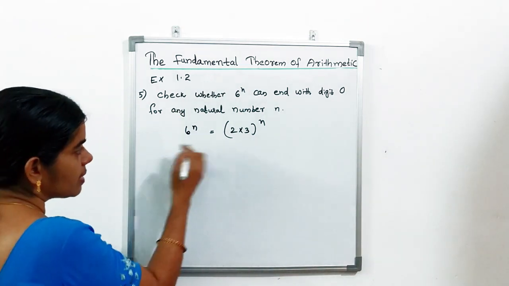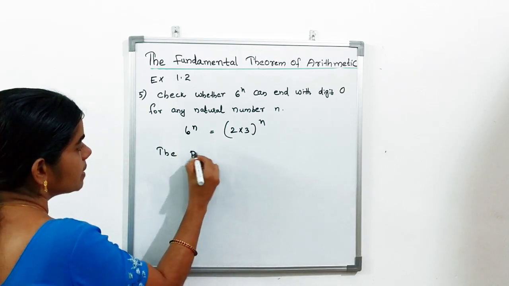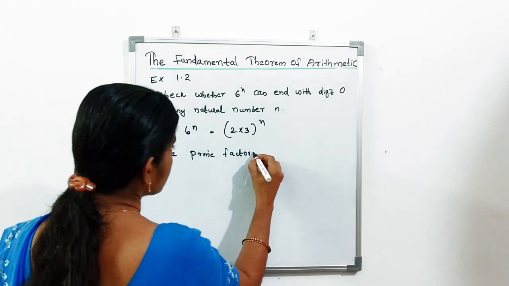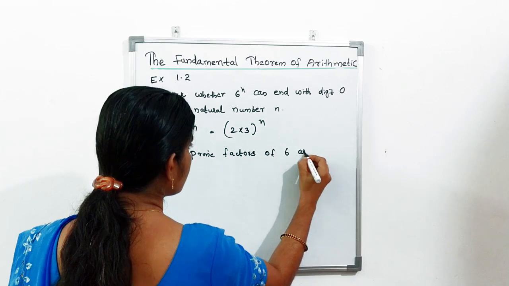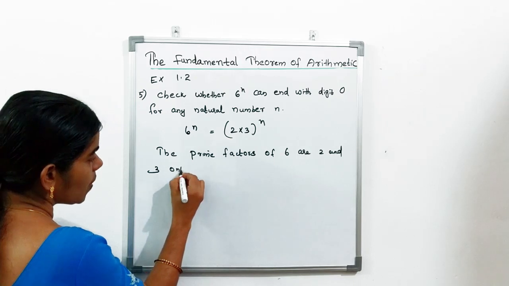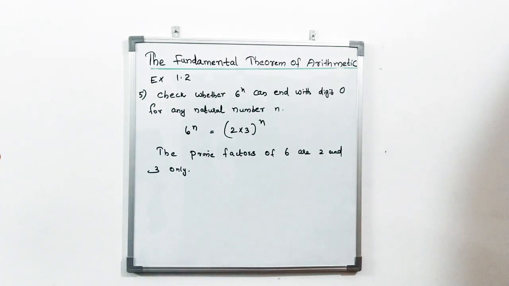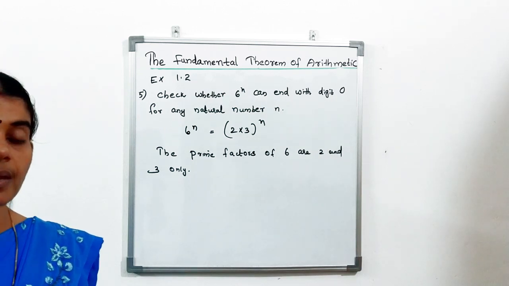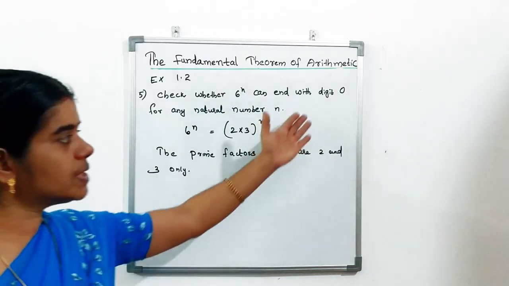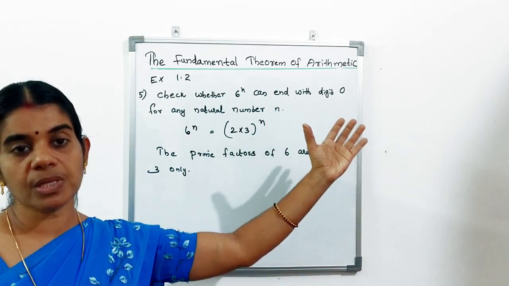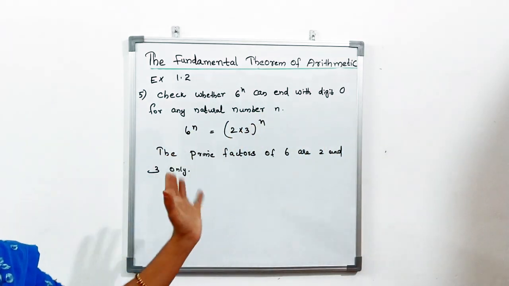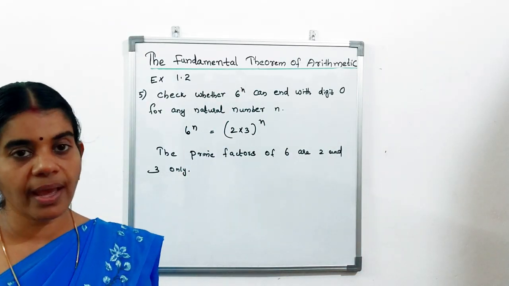Then 6 raised to n, the prime factors of 6 are 2 and 3 only. Therefore, 6 raised to n cannot end with the digit 0. If a number wants to end with the digit 0, the prime factors will be 2 or 5. Here only 2 and 3. Therefore, the number 6 raised to n cannot end with the digit 0.